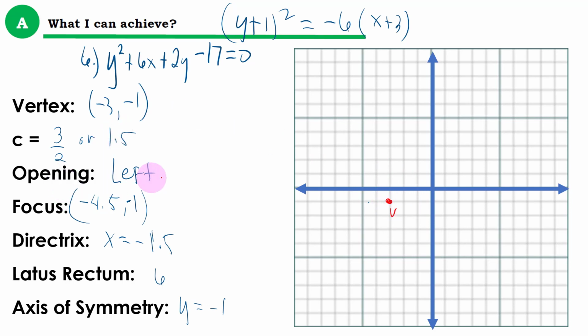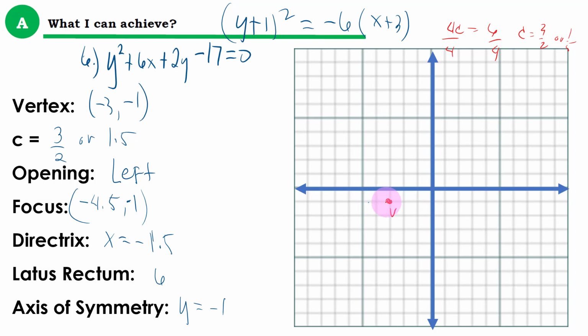And then, since it is opening to the left, ang ating focal length ay 1.5 units. Paano nakuha yung 1.5? So, ang ating 4c is equal to 6. And then, divide natin both sides by 4. So, it will give us c is equal to 3 over 2 or 1.5. Okay? So, ang ating focus ay negative 4.5, negative 1.